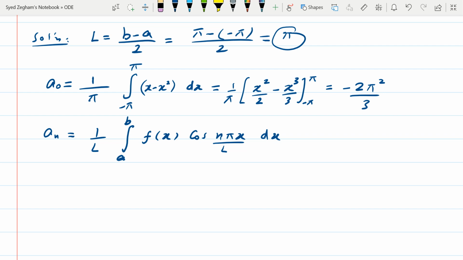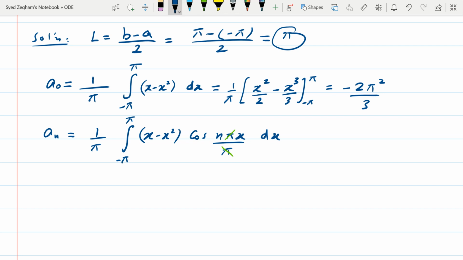L, what is our L? Pi. So I am replacing this L by pi. I am replacing a by minus pi. I am replacing b by plus pi. I am replacing f(x) by x minus x square. And again, cosine n pi x by L, L we will replace by pi. And here you will see that pi gets cancelled with pi.